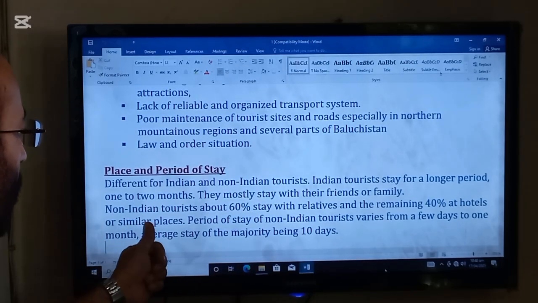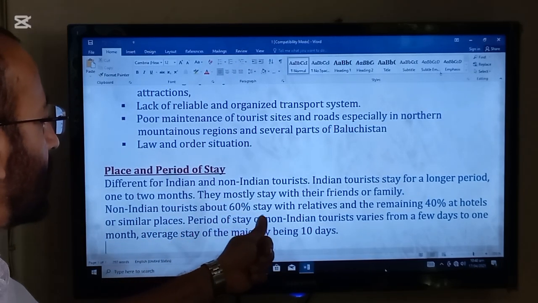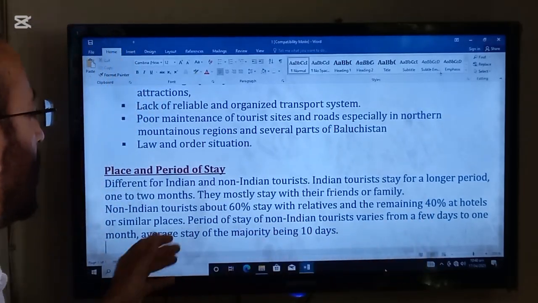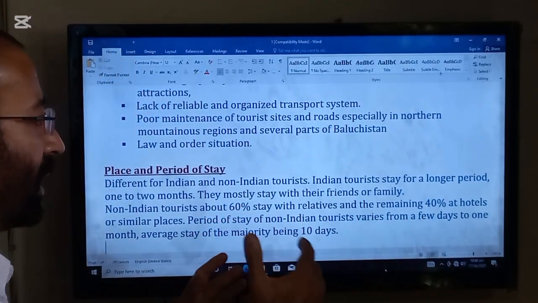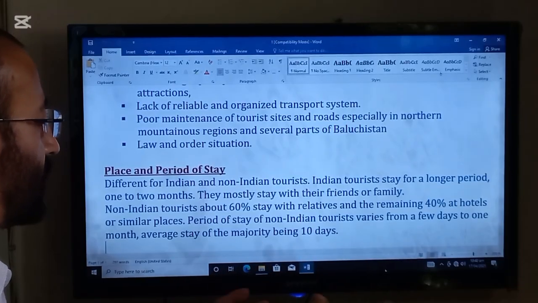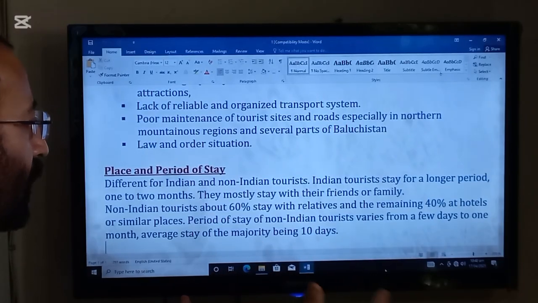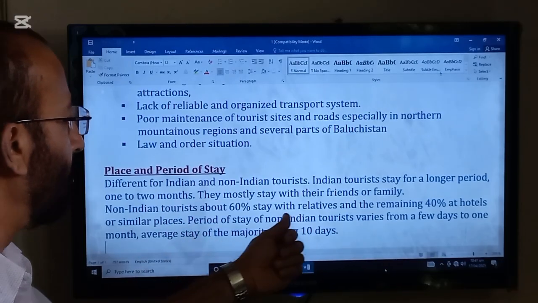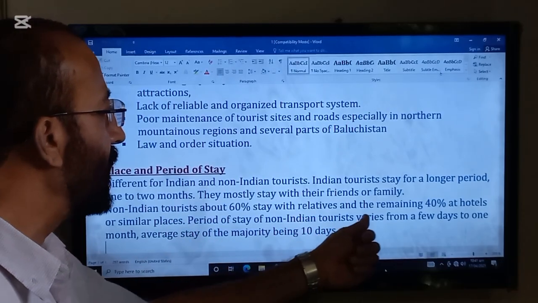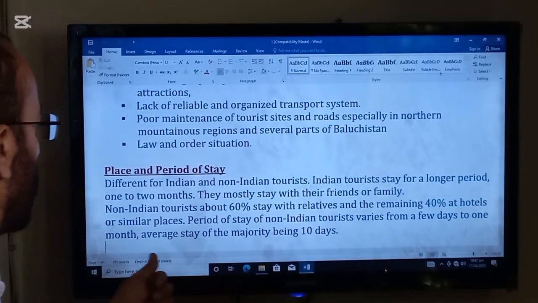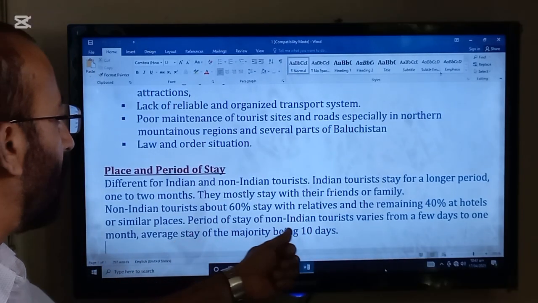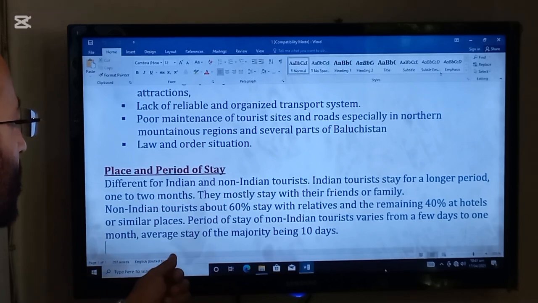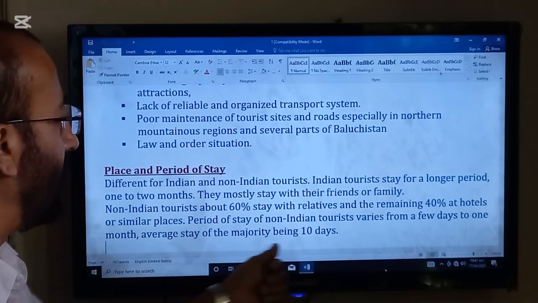On the other hand, of non-Indian tourists, about 60% stay with relatives and the remaining 40% at hotels, like the tourists coming from UK, from USA, from Canada, from UAE or Saudi Arabia. So 60% almost stay with their relatives and the remaining 40% at hotels. Period of stay of the non-Indian tourists varies from a few days to 1 month, the stay of the majority being 10 days.